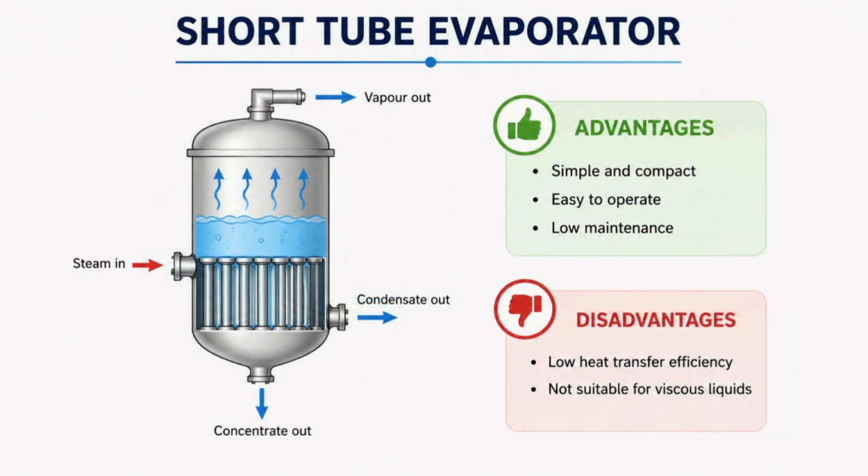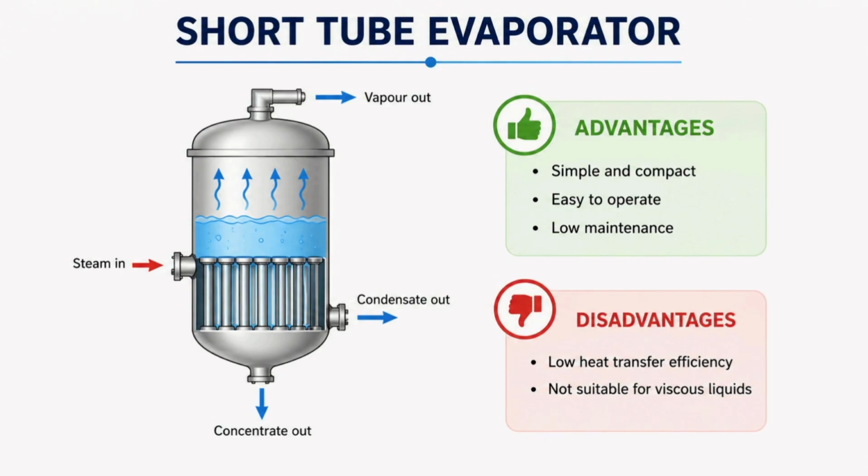And the next type of equipment is the short tube evaporator. Now let us study the short tube evaporator. It contains short vertical tubes through which liquid circulates naturally. Steam outside the tubes provides heat for evaporation. As the liquid heats up, bubbles form and rise upwards, creating circulation here. This improves the heat transfer compared to an evaporating pan.